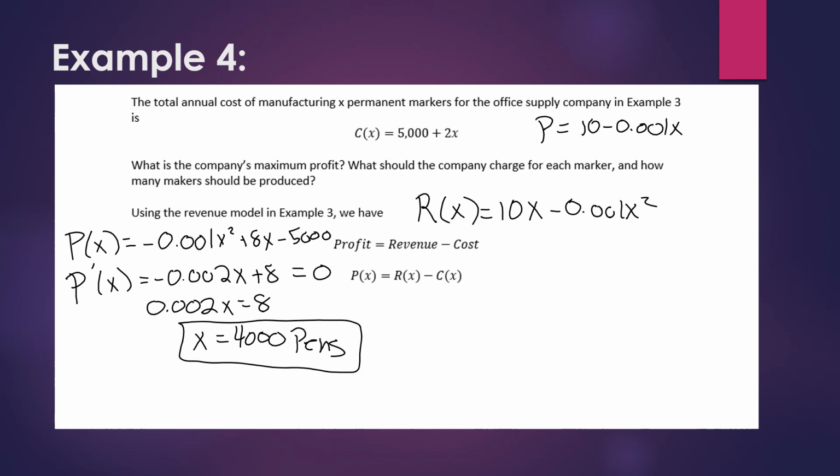How much profit will that give us? What is P of 4,000? Well, if I plug 4,000 into the profit equation, I'm going to get $11,000. So that's how much money we bring in after we take out the cost. And then what is the price for the pens? Well, we're going to use our price equation again. This time x is 4,000, and I get the price is $6 per pen.